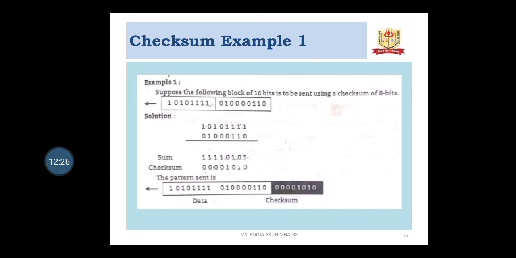So the sum obtained is 11110101, and the checksum is 00001010. That means we change the bits from 1 to 0 and 0 to 1, and the pattern sent by the sender to the receiver is the original data including the checksum bits.